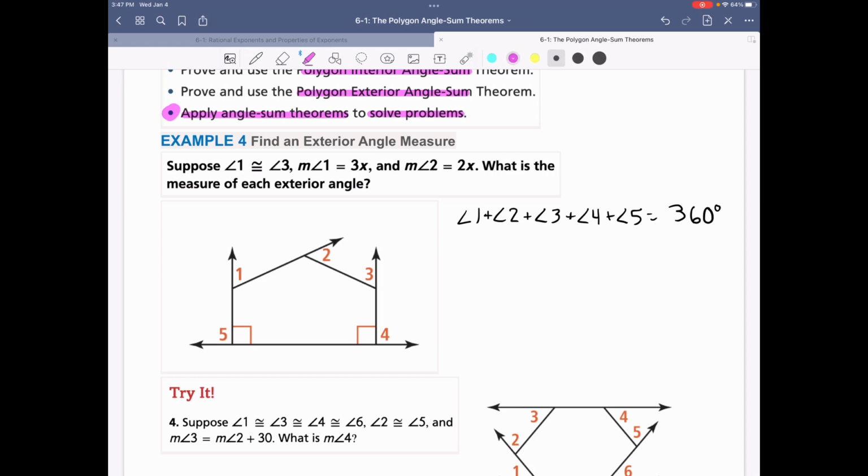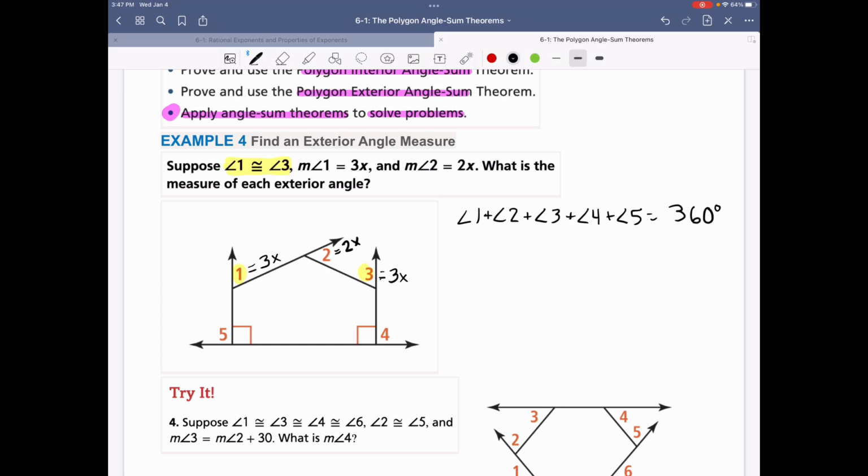In our problem, it says suppose that angles 1 and 3 are congruent. That means they are equal to each other. And then they're saying that angle 1 is equal to 3x. So that means that angle 1 equals 3x, and angle 3 must also equal 3x because they're congruent. And angle 2 equals 2x, so I'm going to put that right next to angle 2.